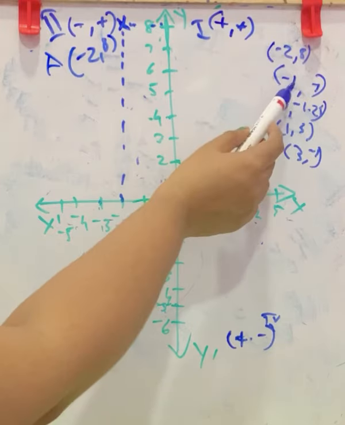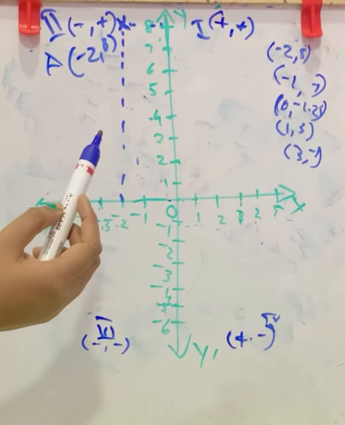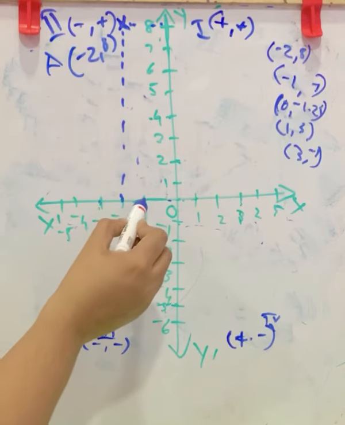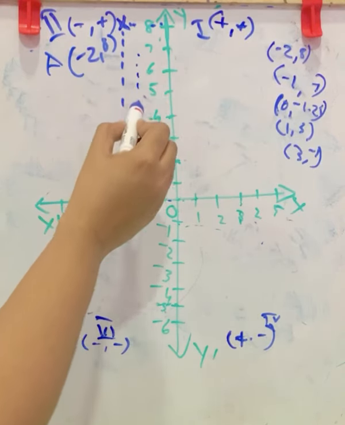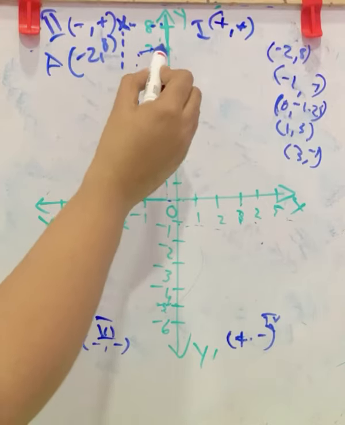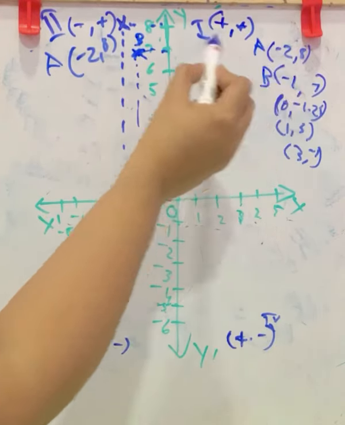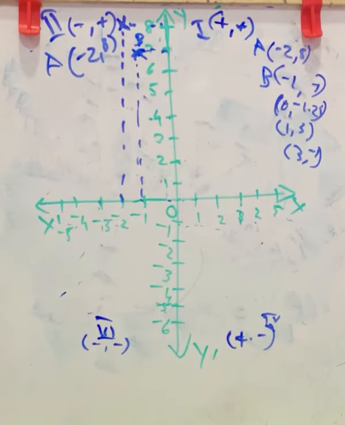Next is -x and again +y. That is again in second quadrant. -1, 7. This is the point B. This is A. This is B. -1, 7 is this.